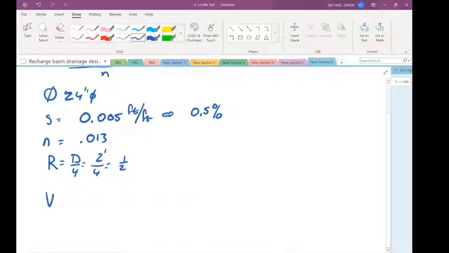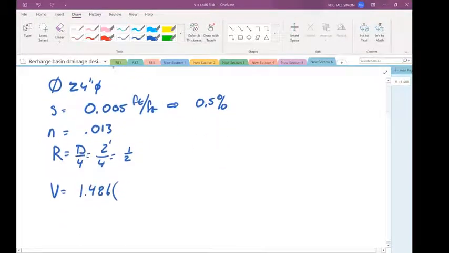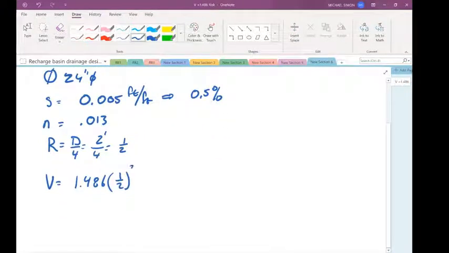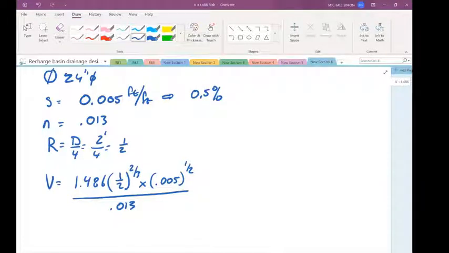Now we can plug our numbers in. V is equal to 1.486 times 1/2 raised to the 2/3 power times s, 0.005 raised to the 1/2 power, all of that over 0.013. Now this one's really important for you to get your calculators out, if you hopefully have them out already, and do this math with me, because if you're not able to put this into the calculator, unfortunately I'm not there to see the keystrokes you're putting in and help you out.